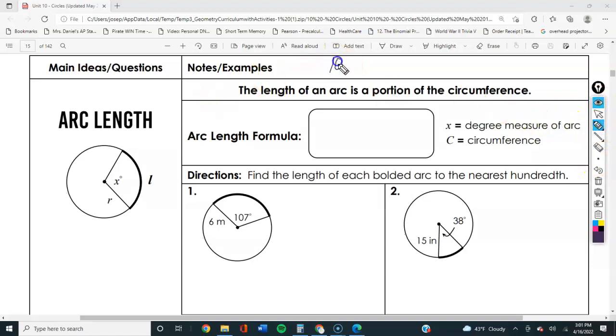Today we are looking at 10.3 arc lengths. So how long was this arc? How can we fit all the animals on it? And so on and so forth.